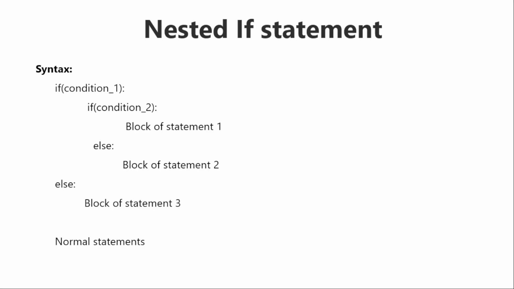If that condition is true, it will print the block of statement 1. If the condition is false, it will print the block of statement 2. If that doesn't work, it will finally print the else block of statements. And finally, after the completion, the normal statements will be printed. So for your convenience, if you look at the example, then you will come to know the exact picture. So I will try to explain it in the code editor.